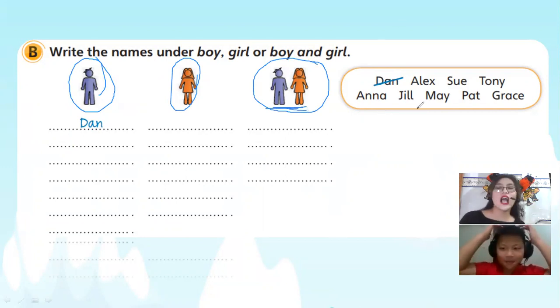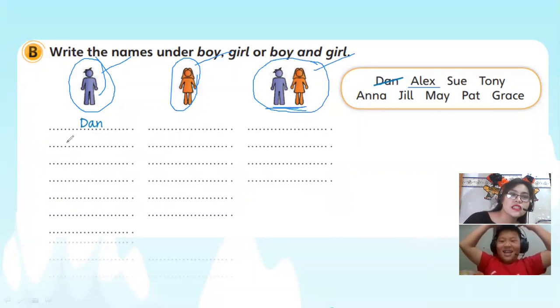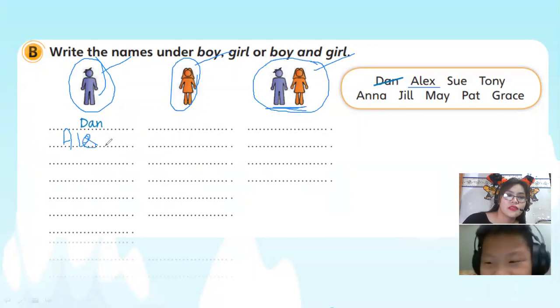Okay, so let's start with Alex. Do you think the name Alex should be a name for boy, girl, or for both? Boy, girl, or both? Okay, I think for boy. Oh, boy. Okay, let's put Alex here.